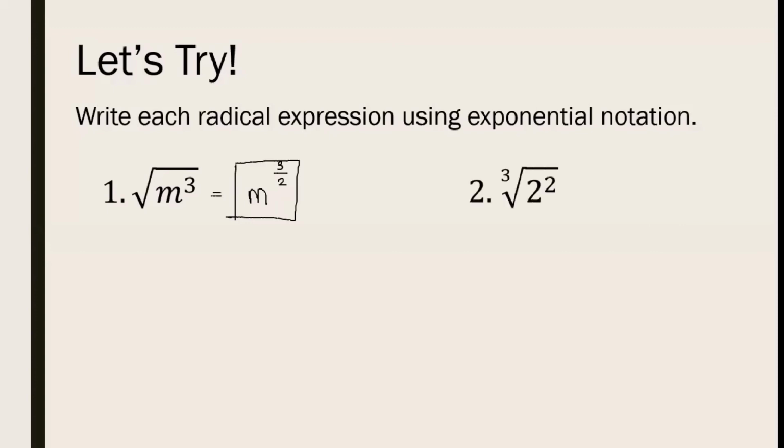Next example, cube root of 2 squared. Here, we know that 2 will be the numerator of the rational exponent, and 3 here will be the denominator of the rational exponent. So this will result into 2 raised to 2 over 3. And this is your answer.